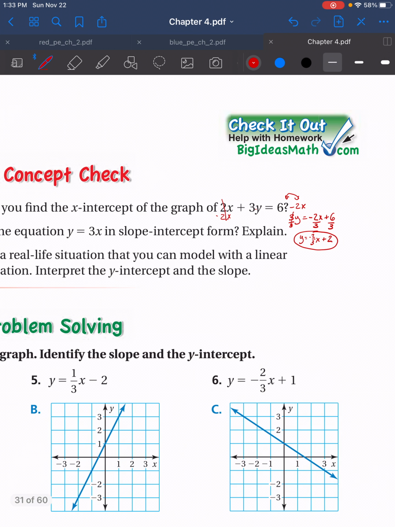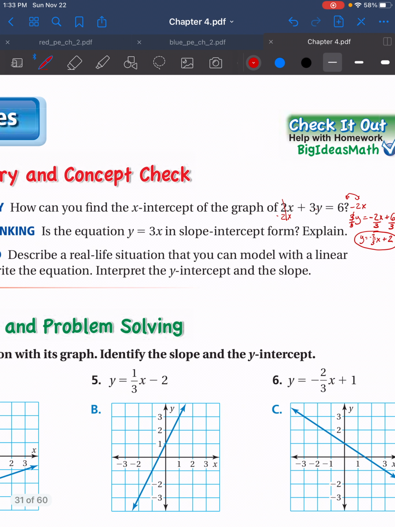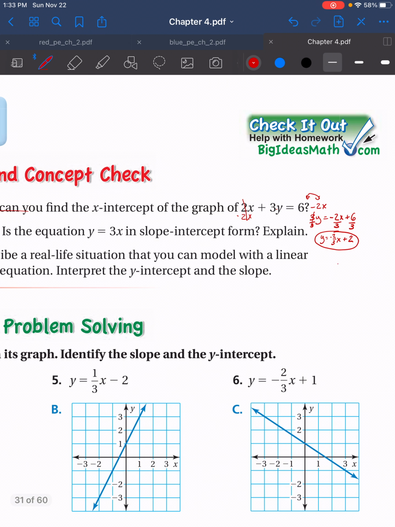Yes. Now, it's not asking what is the x-intercept. It's asking how can you find it? So what I would do in my notes is I would say, first, I would get y all by itself to make the equation slope-intercept, which we did. It's that. After I have written it in slope-intercept, then I would graph it and see where my line crosses my x-axis.